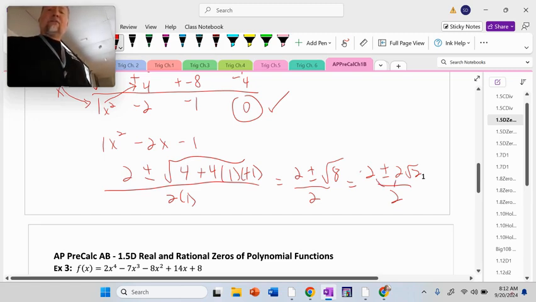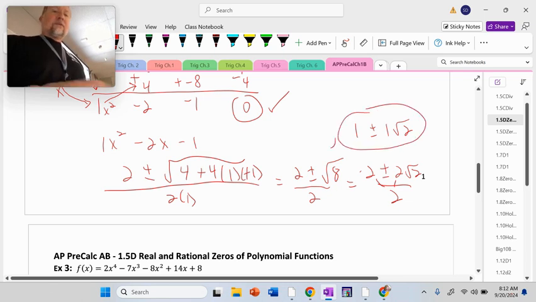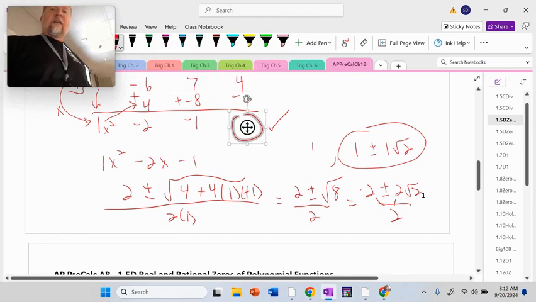So split this up into 2 fractions. I've covered this a million times. Biggest mistake people make is not canceling that 2 with this 2. All right, so what are my zeros? Don't forget the original one that we saw in our calculator, 4 as well.